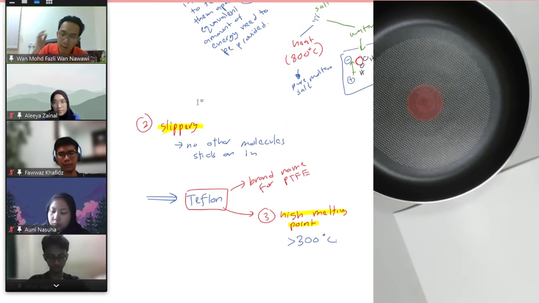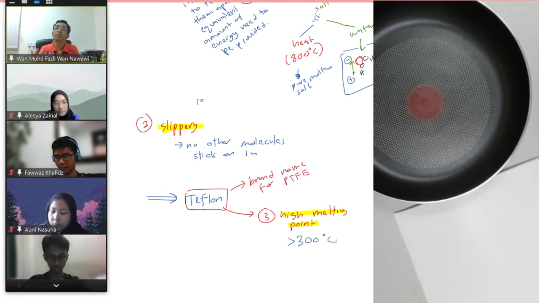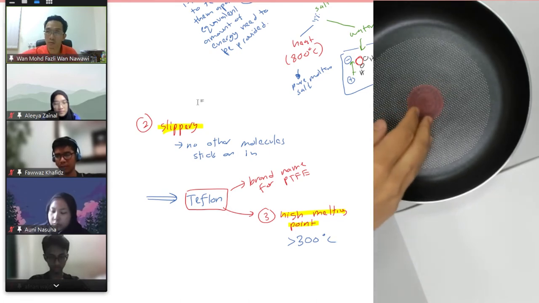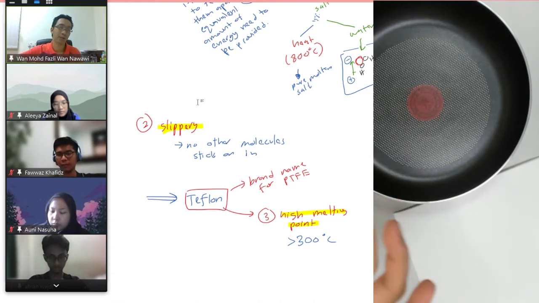The only danger when you cook with the Teflon is the fume lah. When you heat up so high, above the melting point, the Teflon will create a fume lah.